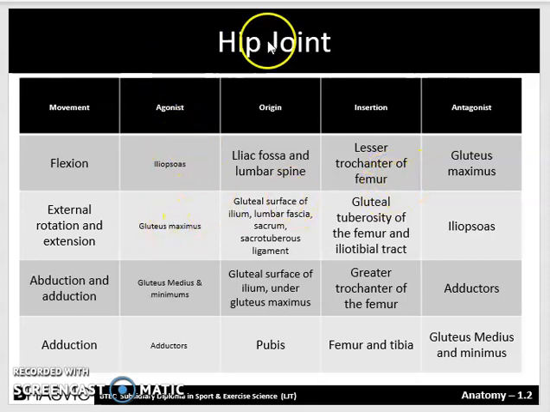When the agonist of the hip joint is the gluteus maximus, the antagonist is obviously going to be the iliopsoas. The movement will be external rotation and extension. The origin will be the gluteal surface of ilium, lumbar fascia, sacrum, the sacrotuberous ligament, and the insertion would be the gluteal tuberosity of the femur and iliotibial tract. The antagonist is obviously the iliopsoas.